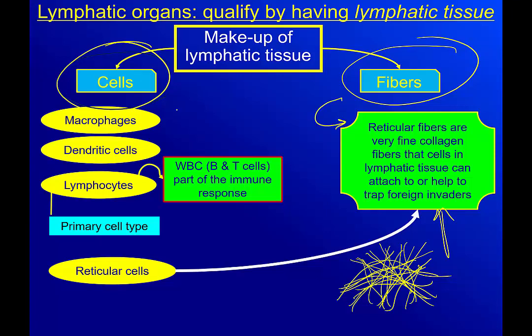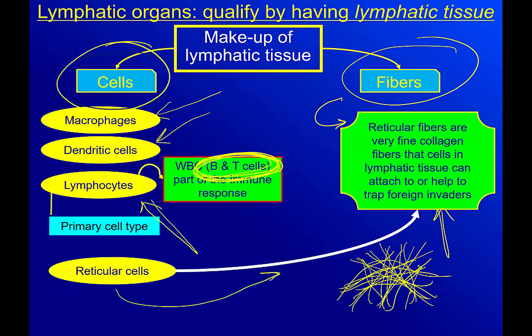Cells that you will find: macrophages. Macro means large, phago means eat. You will find dendritic cells. You will find lymphocytes, specifically B and T cells. That is the primary cell type. You'll also find reticular cells because they're the ones making the reticular fibers. So if I'm a lymphatic tissue, this is what I'm made of.